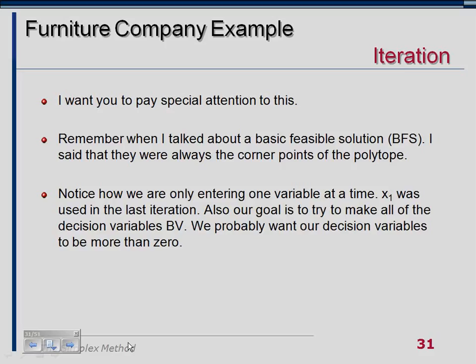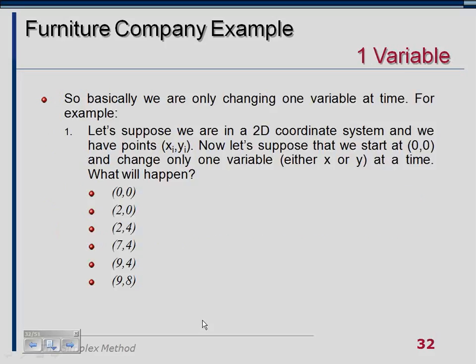Well, because of that, something interesting happens. So x1 was used in the last iteration, and our goal is to try to make all the decision variables basic variables. So we probably want the decision variables to be more than 0 in general, because maybe sometimes not, but in general we're trying to get them greater than 0. So here's a very simple example. We're only changing one variable at a time. So let's take this example.